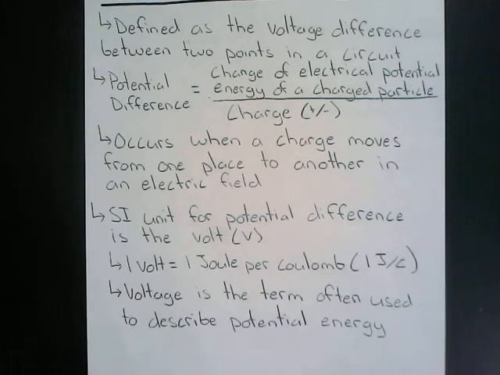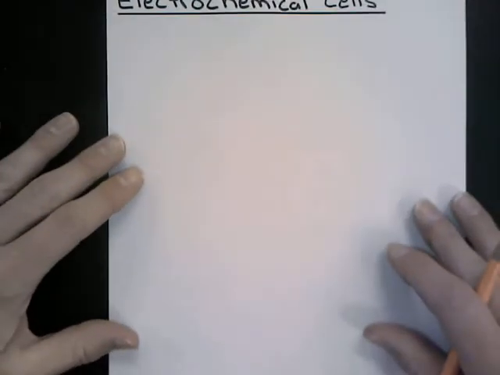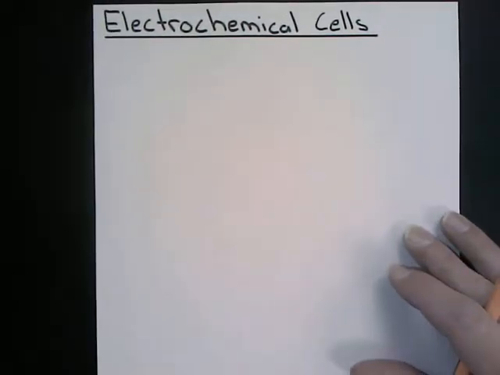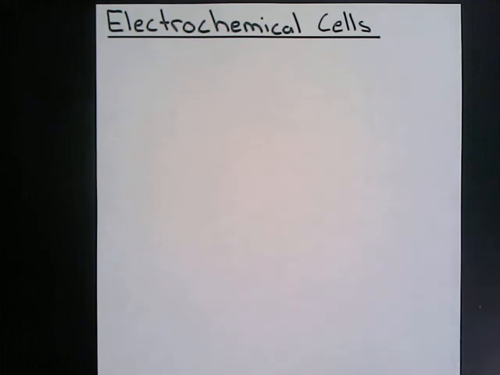So with this knowledge of potential energy and potential difference in mind, we can now move on to some different concepts. We'll start with the concept of an electrochemical cell. An electrochemical cell is defined as a group of connected cells that convert chemical energy into electrical energy.